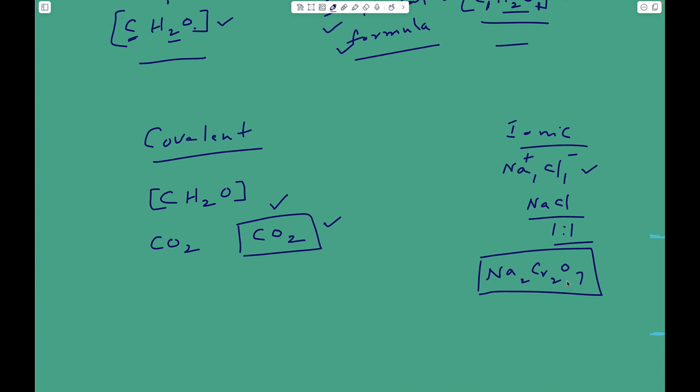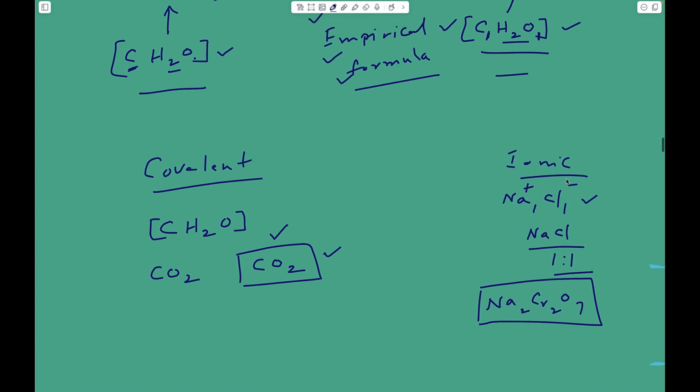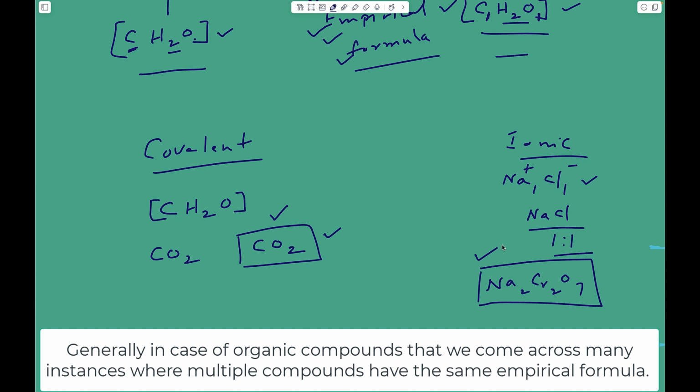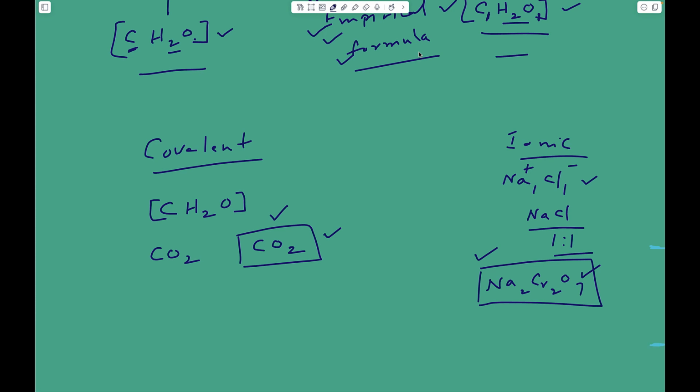So the interesting thing with ionic compounds is, the formula used to represent the ionic compound itself is its empirical formula. And secondly, we do not have different ionic compounds with the same empirical formula or the same formula. Therefore, in case of ionic compounds, we can identify the compound just by looking at its empirical formula, which itself is its formula. Hope that makes sense.